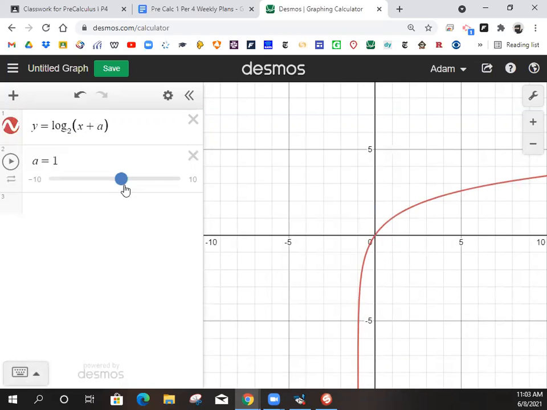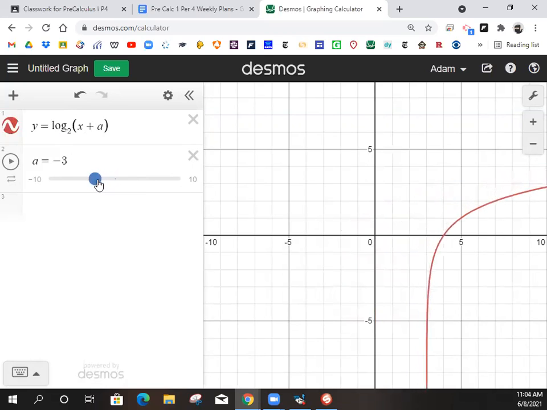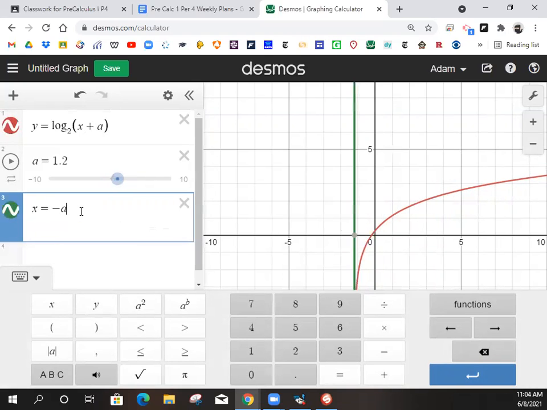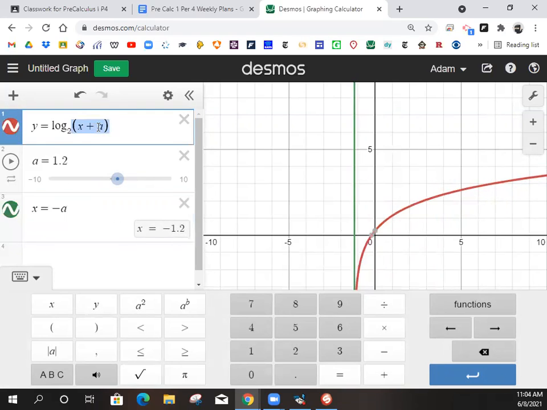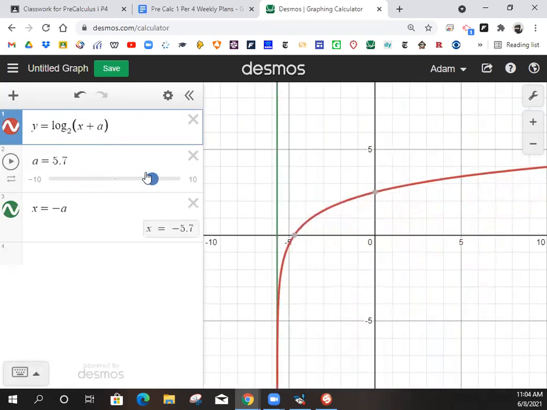Okay, so look, this is what we originally have. We just had the log of x base 2. Now, if I were to add 3, notice what's happening to the graph. It moves to the left 3. If I add -3, it's going to move to the right 3. And I could also show you the asymptote is always going to be at x equals -A, because if you set this equal to 0, that would give you the vertical asymptote. So notice how the asymptote moves along with all these points.